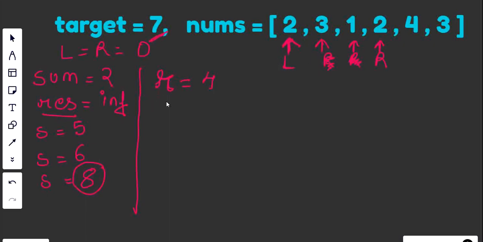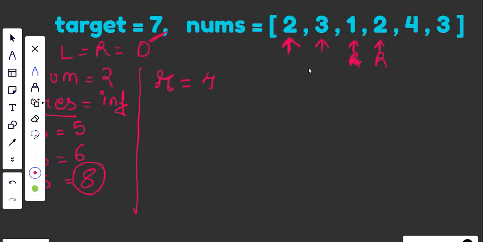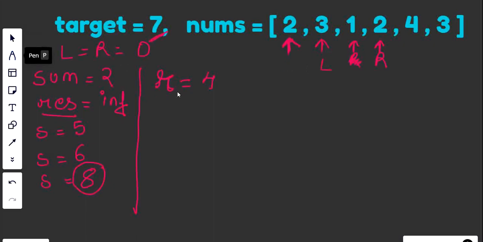So the left pointer will go to this place. And at the same time, we are going to update our sum, and what we will do, we will subtract that value which was at left. So this will be 8 minus 2, it will become 6. So now our sum is updated, our result is updated, and our left pointer is also updated.